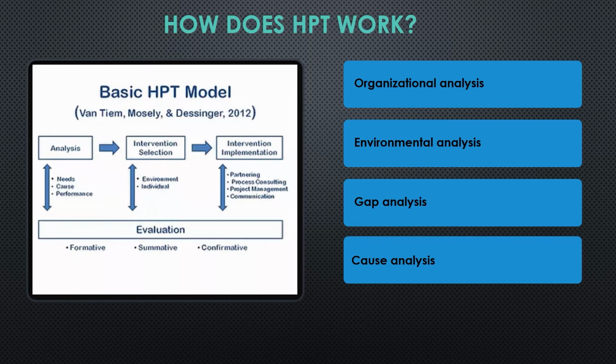To determine the performance gap, the performance analysis must comprise defining the desired performance and the actual performance. This is accomplished by examining organizational factors and environmental factors. Once the problem is identified, an appropriate intervention can be implemented, followed by an evaluation which measures improvement.